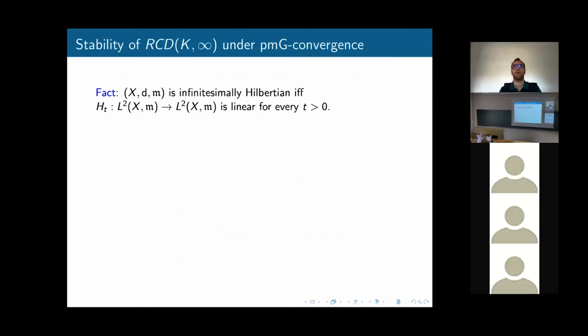And now, how to link it with the stability of the RCD(K,∞) condition. So we have seen that by definition, your space is RCD(K,∞) if it is CD(K,∞) and the Cheeger energy is a quadratic form. Now, a functional is quadratic if and only if its gradient flow is linear. This is an easy exercise. And so X is infinitesimally Hilbertian if and only if the gradient flow of the Cheeger energy, which is the heat flow, is linear as a map from L2 to L2 for every positive time.